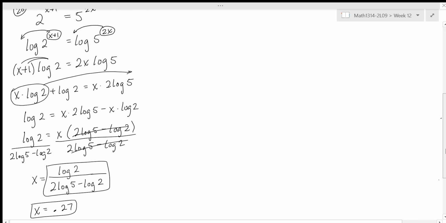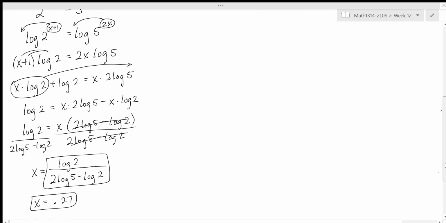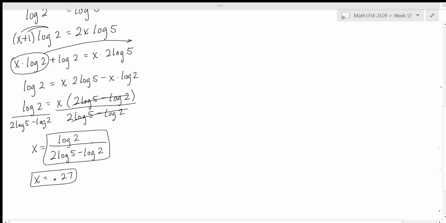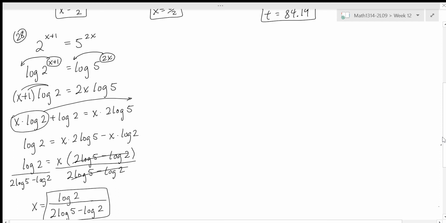Wow, we did all that work for 27 cents. You know what I want to do? I want to check and see if that's right. Guess how we're going to check it? We're going to come all the way back up here to the original problem, and we're going to plug in 0.27 for x. 0.27 plus 1, and 2 times 0.27. So with your calculator, I need you to calculate 2 raised to the 1.27 power.